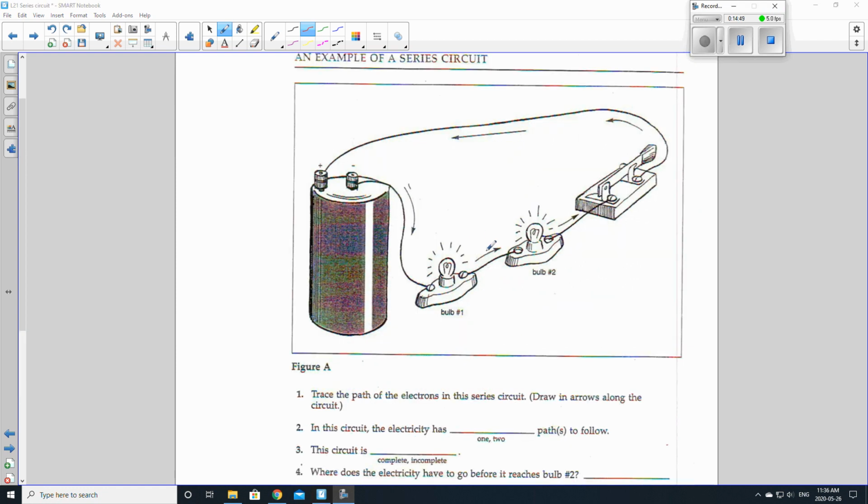Okay, let's turn to the next page. So here is an example of a series circuit. Notice that there is only one loop. So we're going to trace the path of the electrons in the circuit. So it will come out. So please trace this, okay? It'll come out this way.